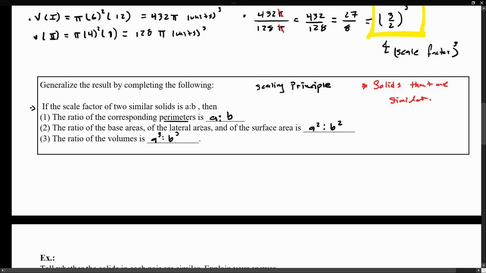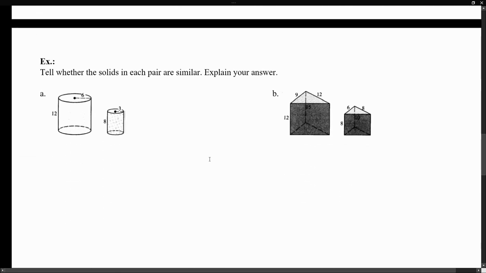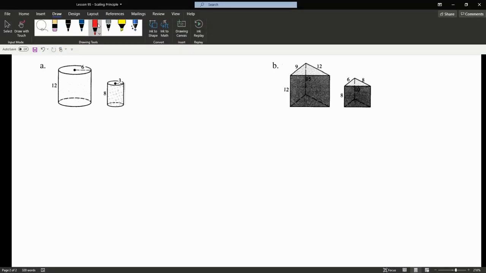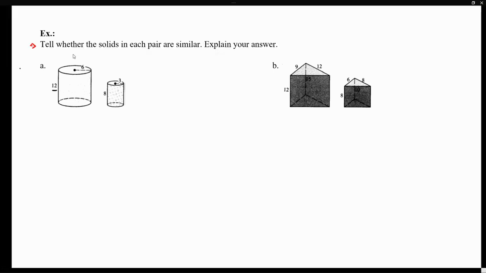Now let's take a look at how we can use this information. First, let's look at the following figures and see if we can decide if the solids are similar. So let's take a look at A. How do we determine if the solids are similar? Well, let's take a look at the heights and divide them to see what factor we get. 12 over 8 is equivalent to 3/2. And now let's take a look at 3 over 6. This is equivalent to just 2.